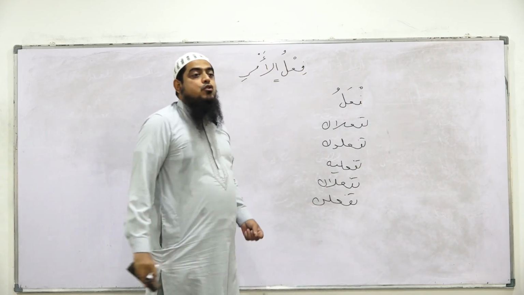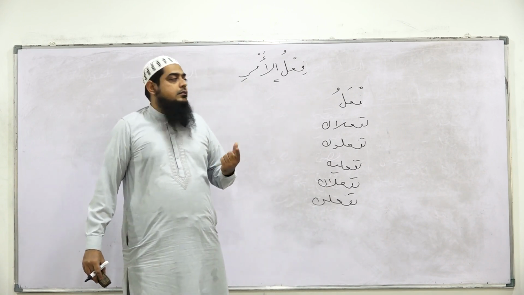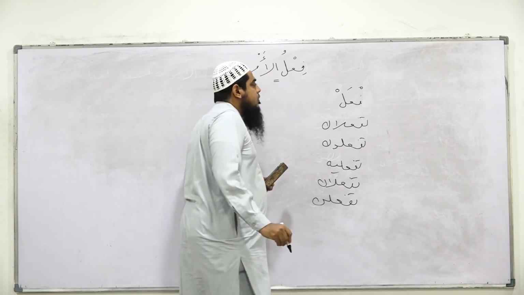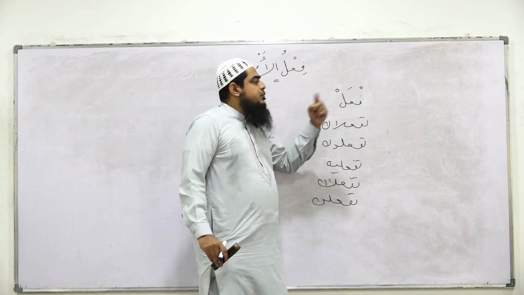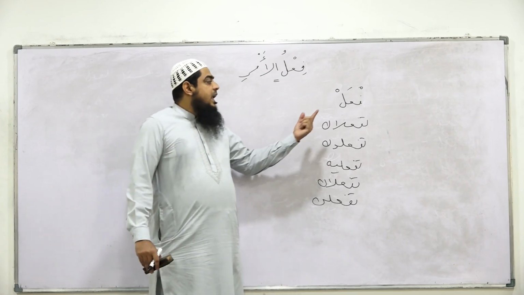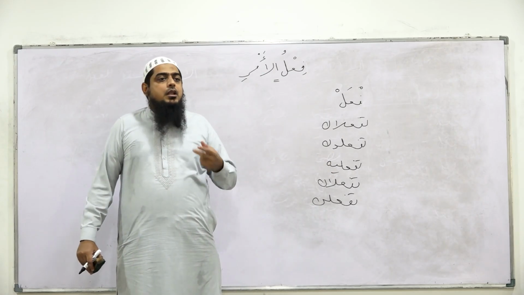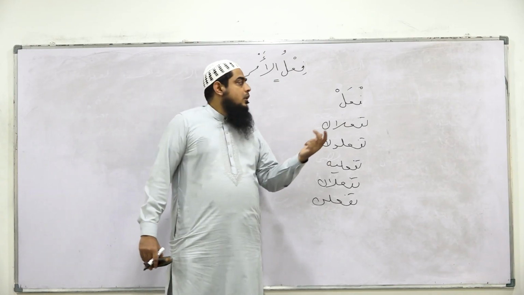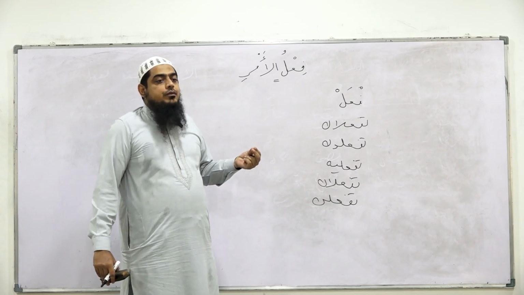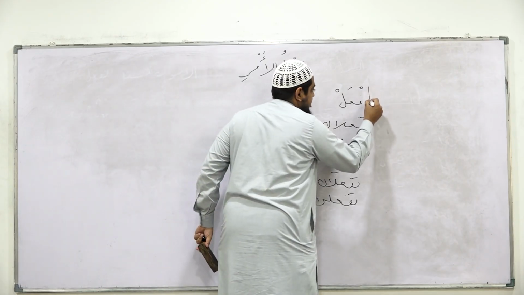And put jazm at the end. Put sukoon at the end. So now, how to pronounce this? You can't pronounce, because anything which starts with sukoon, you can't pronounce. You need to have kasra, fatha, dhamma at least to pronounce it. So here you have sukoon, you can't pronounce. So now, what you have to do? Grammarians say, you bring Hamzatul Wasl here.